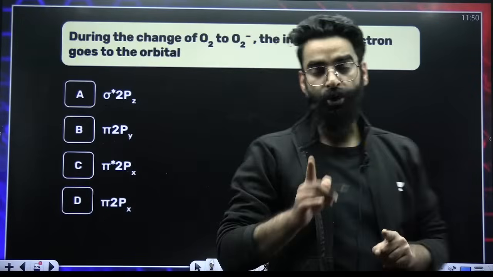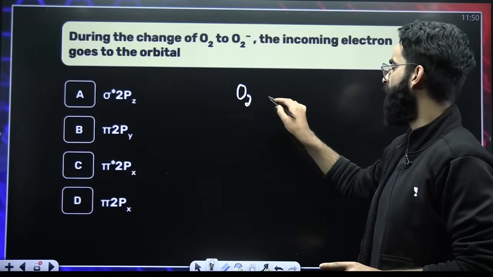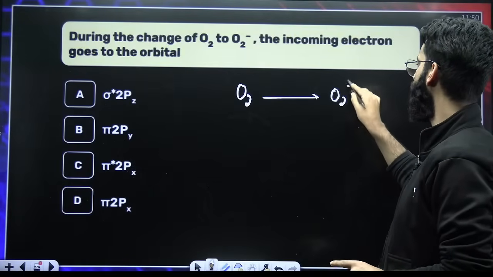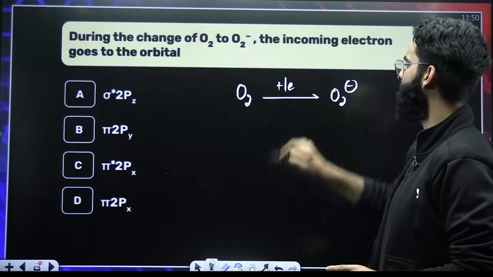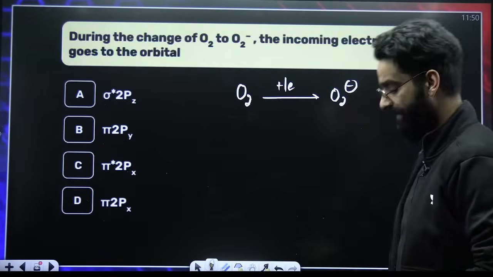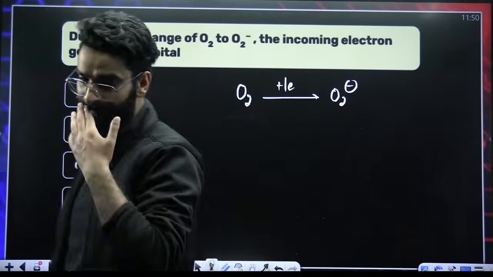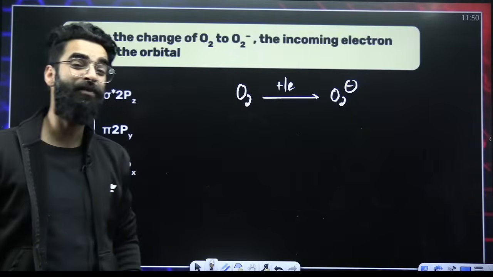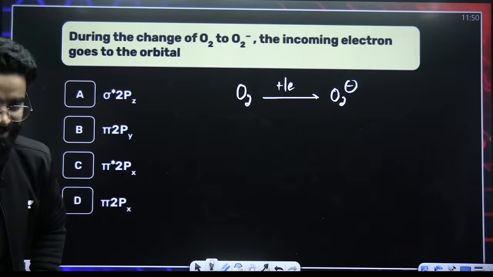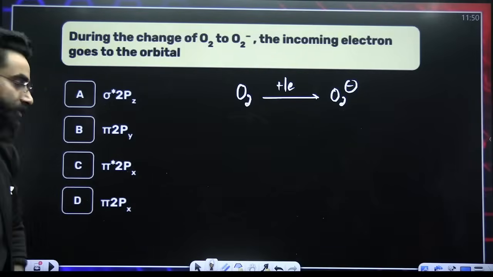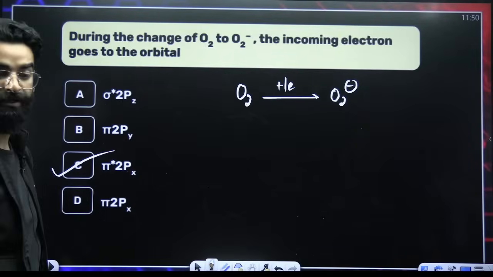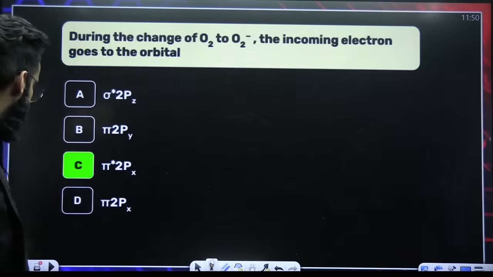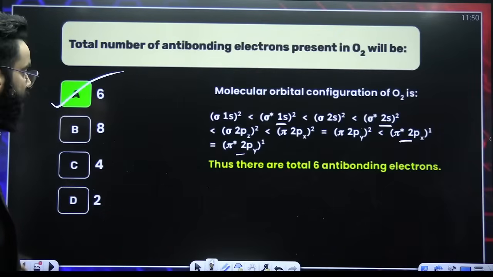When you convert O2 into O2 negative, how do you do that? You give 1 electron to O2, and it gets converted into O2 negative. Now, in which molecular orbital does that electron go? That electron goes to the pi star 2px molecular orbital, right?